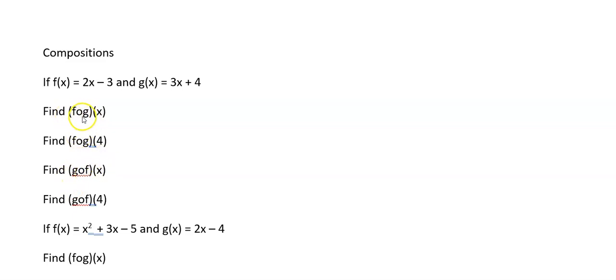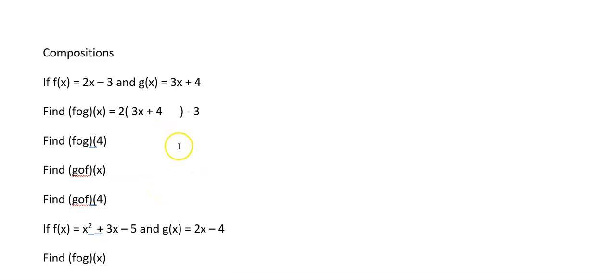So let's actually do our first example. All right, so notice F is first in the notation. So I'm going to go to the function that is F, this one right here. I'm going to put parentheses where its X is. So I'll have 2 times parentheses minus 3. Now, since G is second in the notation, G is going to plop into those parentheses. So I'll have 3x plus 4 in the parentheses.